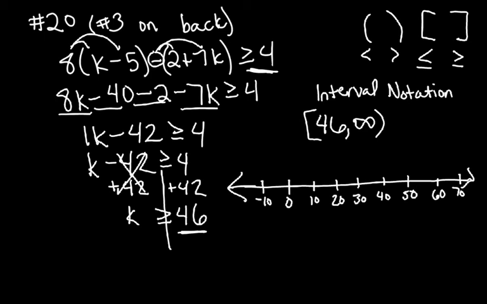Then my dot is going to be right here at 46. And just like I used a square bracket here, I'm going to have to use a square bracket here as well. And then I want my arrow to show that all of these numbers bigger than 46 will make a true statement. So the bracket goes on the number, the arrow points the direction of the true numbers.